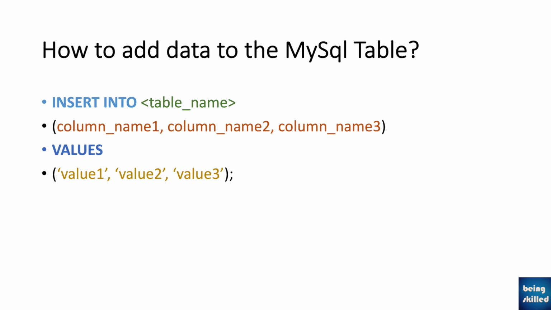So for that, the syntax is INSERT INTO, then the table name, then bracket starts, and then the column names, each of which will be separated by a comma, and then bracket close, and then space, and then VALUES, and then bracket starts, and then the respective value for each column, which will be within quotes, and then bracket close, and then semicolon. So that is the syntax of how to insert the data to the MySQL table.